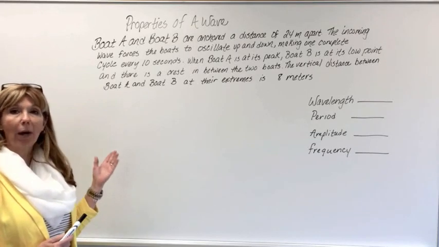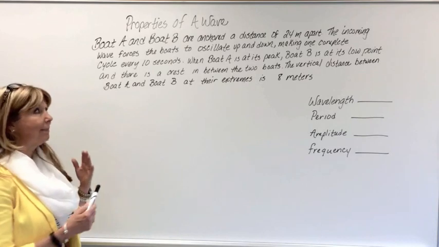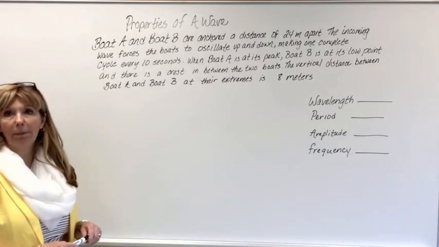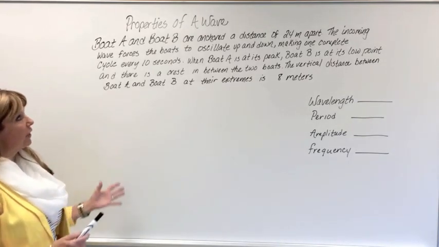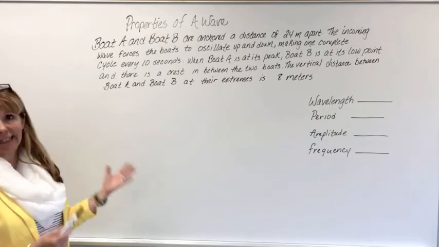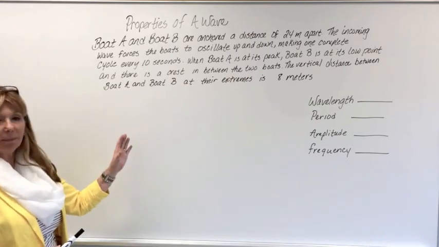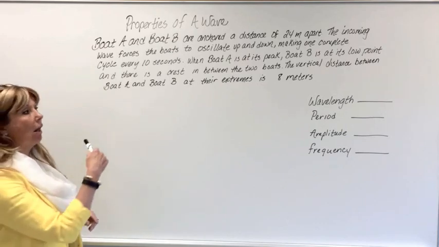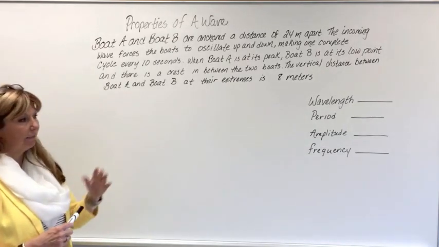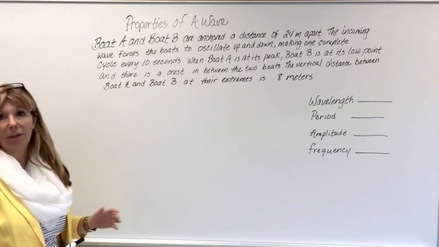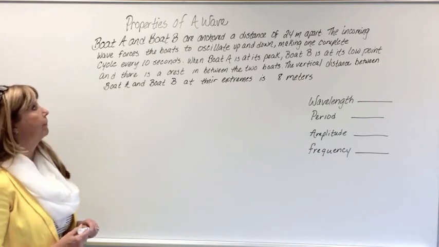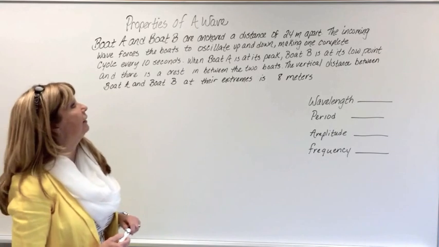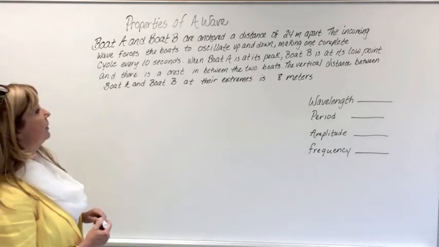Right, today we're looking at properties of a wave, trying to make sense of a word problem. So before you get frustrated and say this doesn't make any sense, we're going to read the problem and we're going to draw a picture, because that picture is going to help us solve looking for the wavelength, figuring out the period, the amplitude, and the frequency. So boat A and B are anchored at a distance of 24 meters apart.